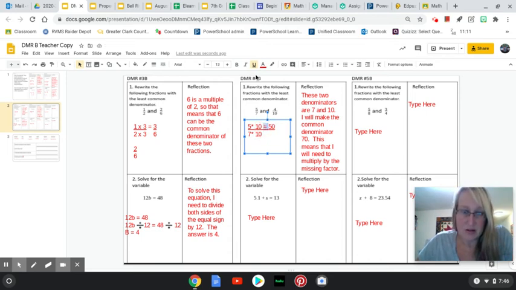50 over 70. Notice I'm showing the fractions just by using the underline button to show it. The other fraction is 4/10.